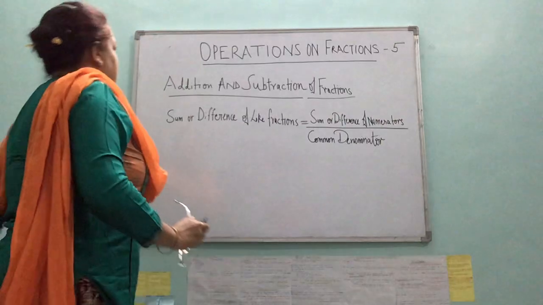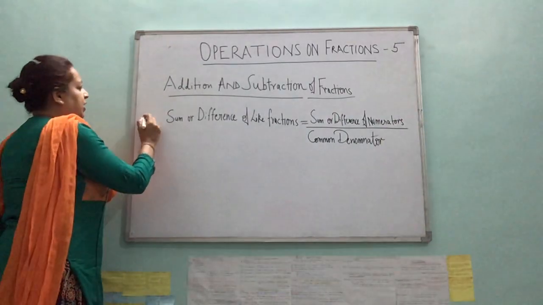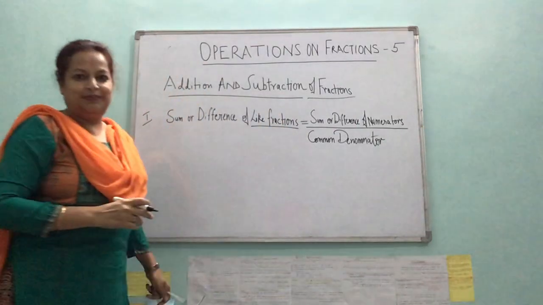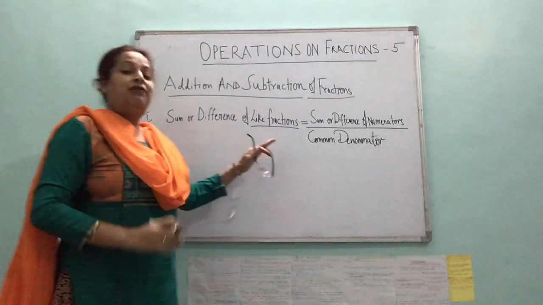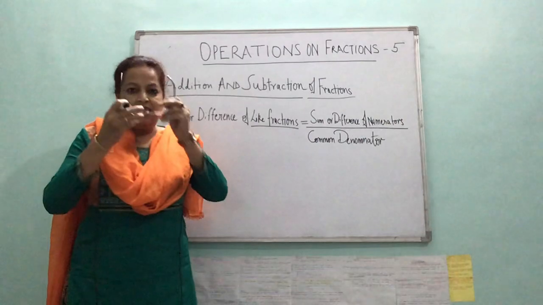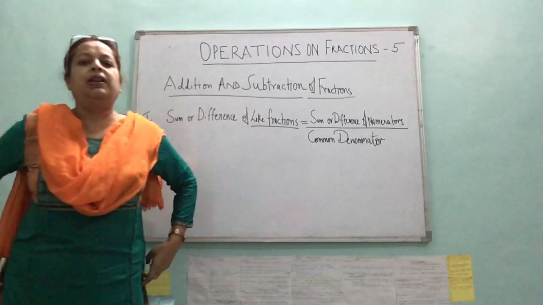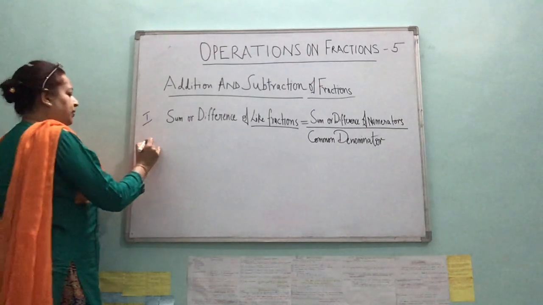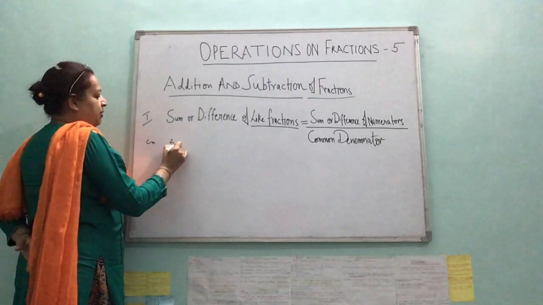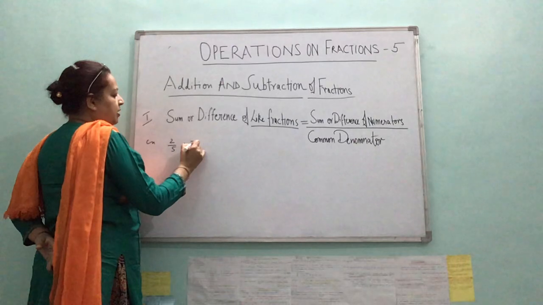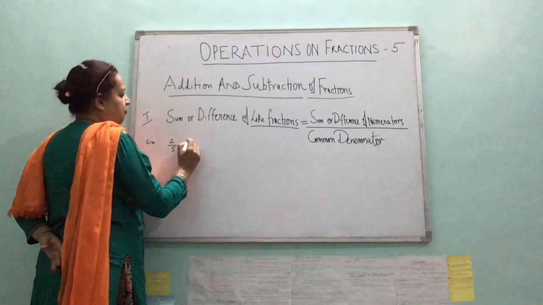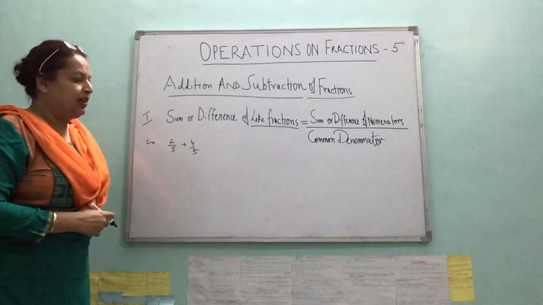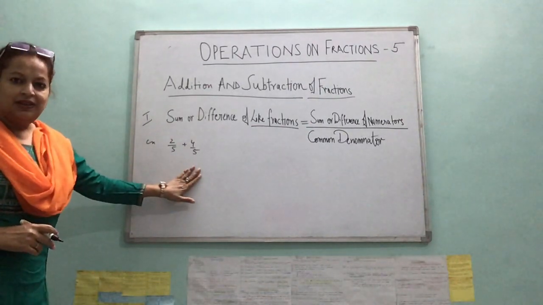Now, the first type would be if we have to find the sum or difference of like fractions. What are like fractions? The fractions which have the same denominator are known as like fractions. So, I am taking an example, say 2 by 5 plus 4 by 5. I am taking proper fractions, right? Proper fractions.